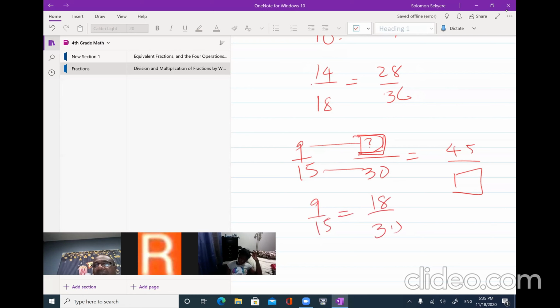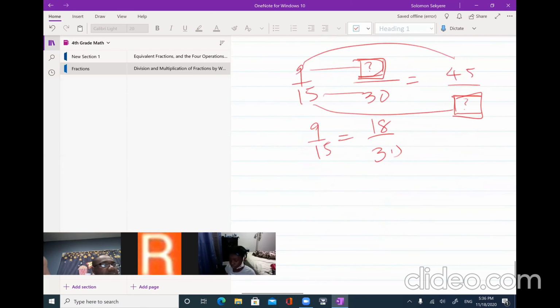What about this part here? This changes to 45. What will go in this box? Janelle again. What would that be? 15. So you would have to do 15 times 5. Good job.